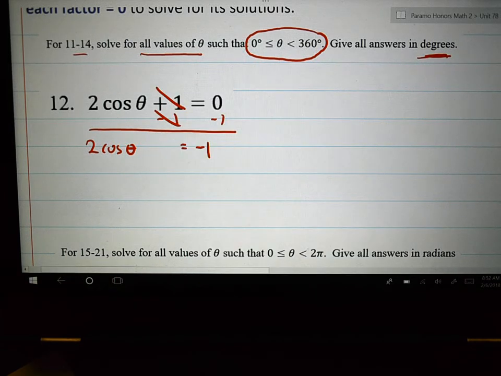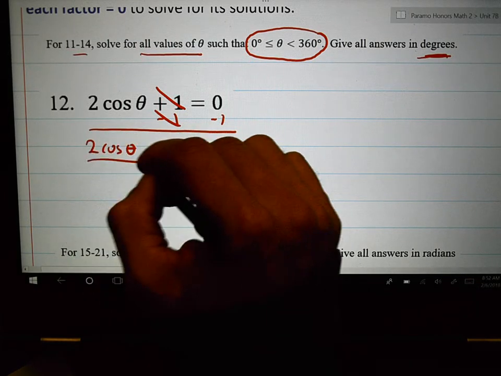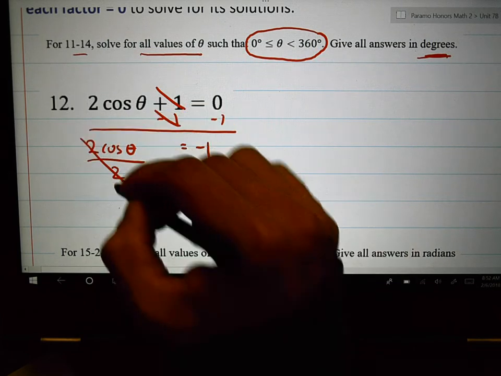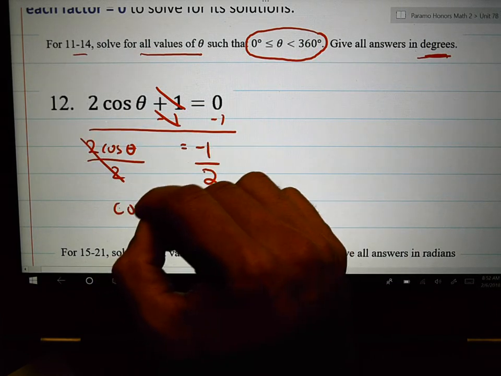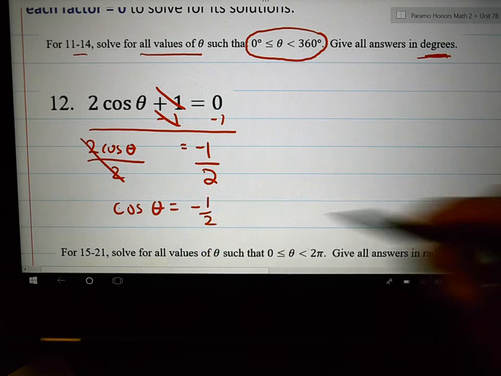Two cosine of theta is equal to negative 1. We're going to attempt to get the cosine of theta by itself. Since 2 is multiplying cosine of theta, I would divide by 2. So now the cosine of theta is equal to negative 1/2.